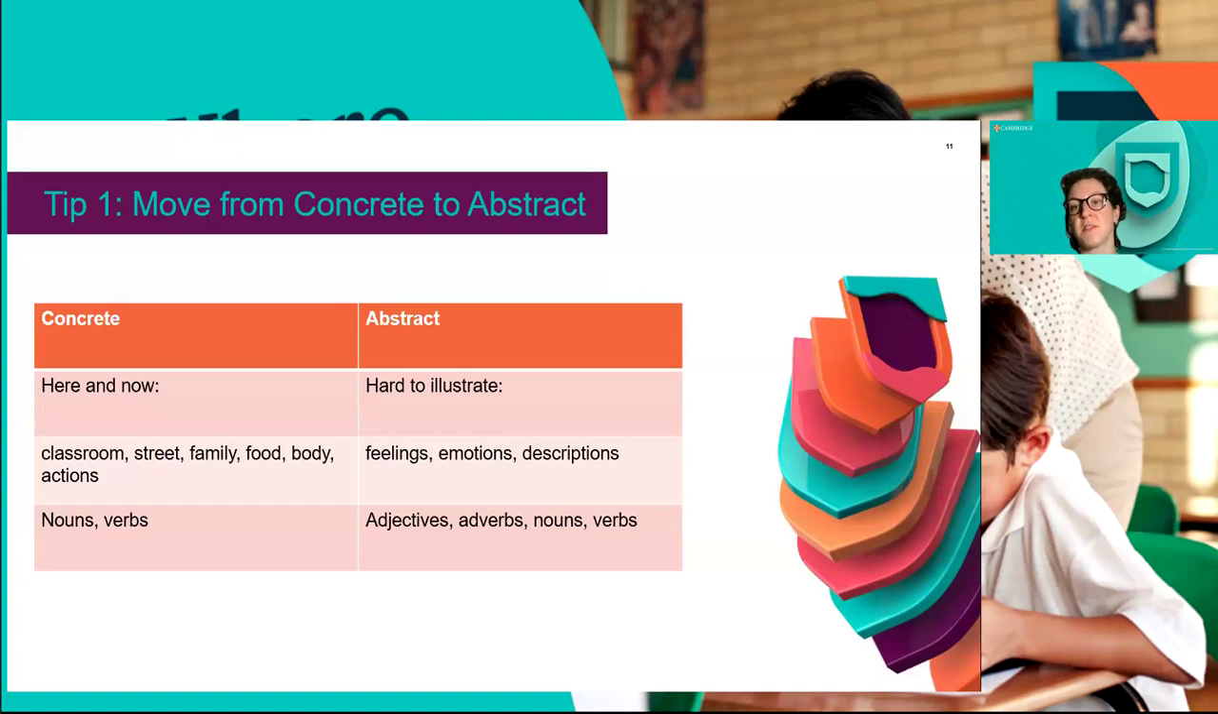Abstract is something that is harder to illustrate. These are feelings, emotions, descriptions, ideas, and there is more grammar in these abstract things. It is much more difficult to just name them and learn them separately from the context. Still, everything should be learned in the context, of course.